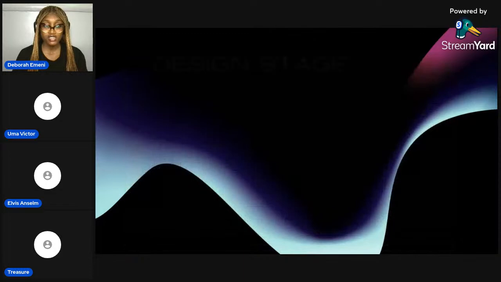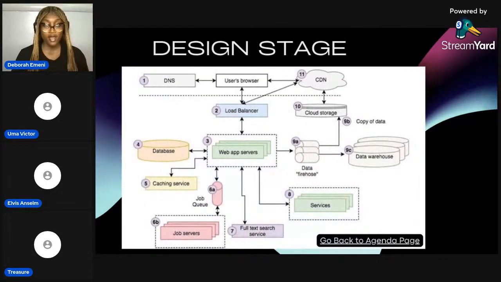Then we have the next stage, which is the design stage. So remember, I'm talking about the software development life cycle. Sorry, I keep saying learning because I keep going back to DevOps Learning Space, right? Sorry about that. So I'm talking about the software development life cycle.